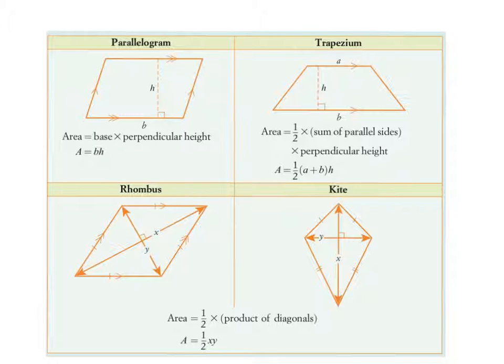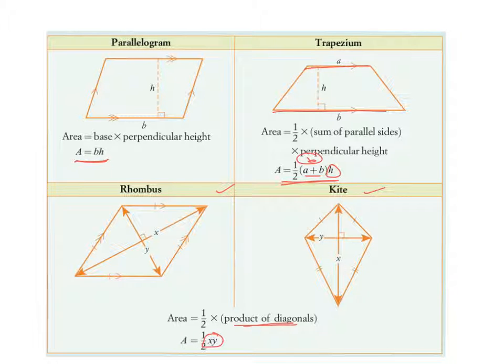So for example, in a parallelogram, we use base and height. But if you notice in this trapezium, they've got the H there, but they refer to A plus B. But the A plus B, in a sense, still refers to the base. It's just that in this case, the bases are two different lengths, so they add them together. In rhombuses and kites, so these two here, you've got half of the product of the diagonals. So you've actually got to times the diagonals together and halve them. But again, they talk about X and Y.